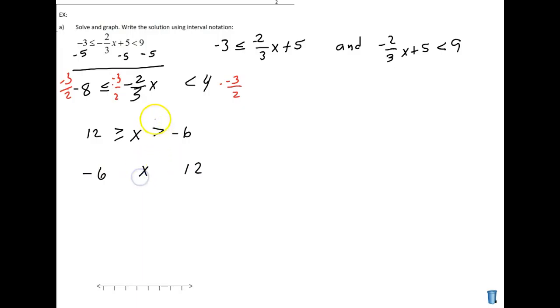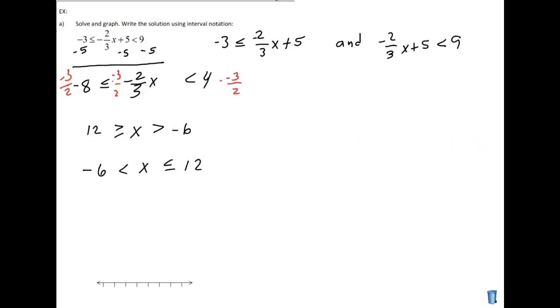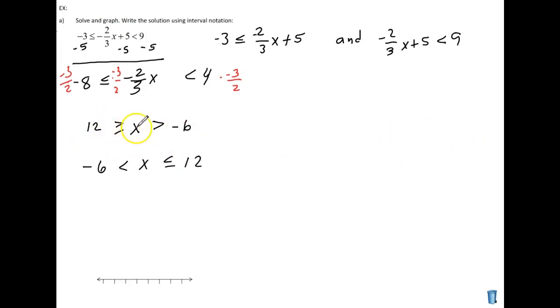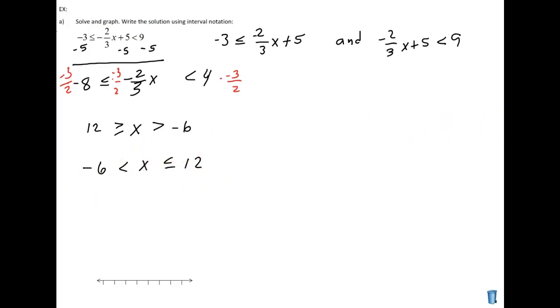Our x will always go in the middle, but if I switch this around, I need to switch my inequality sign back. Similarly with this one, what this is really saying is negative 6 is less than our x value, and then our x value then has to be less than or equal to 12. Okay, so again, I switched the ends of my numbers, but then I had to flip my inequality signs and put them in the right places. Be careful. This one between the x and the 12 has an equal to. This one between the negative 6 and the x does not. And that needs to still be true in my final answer.